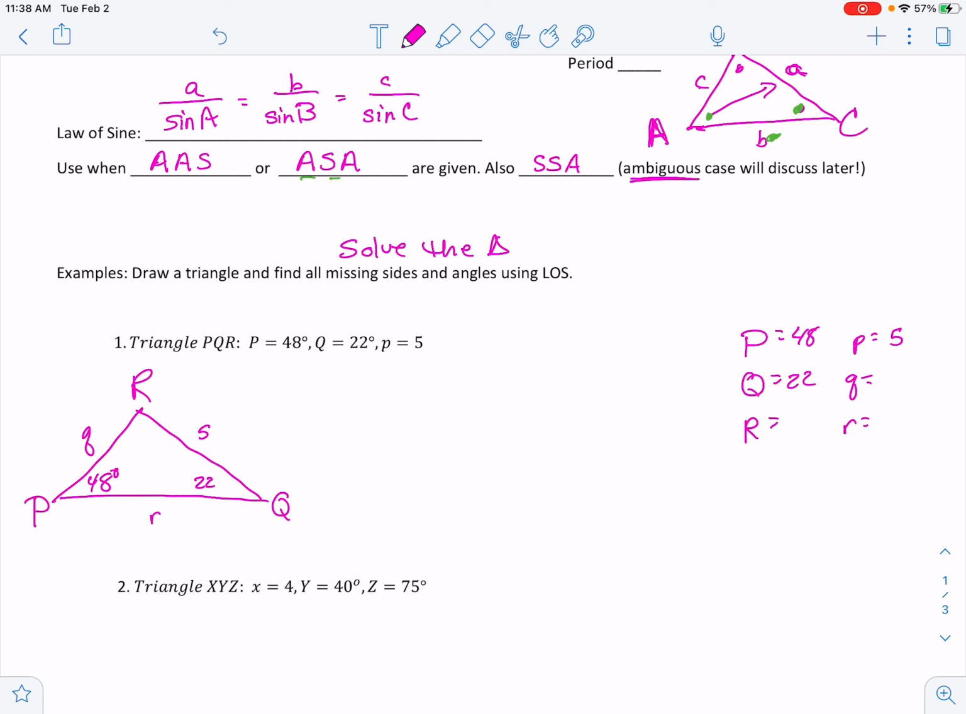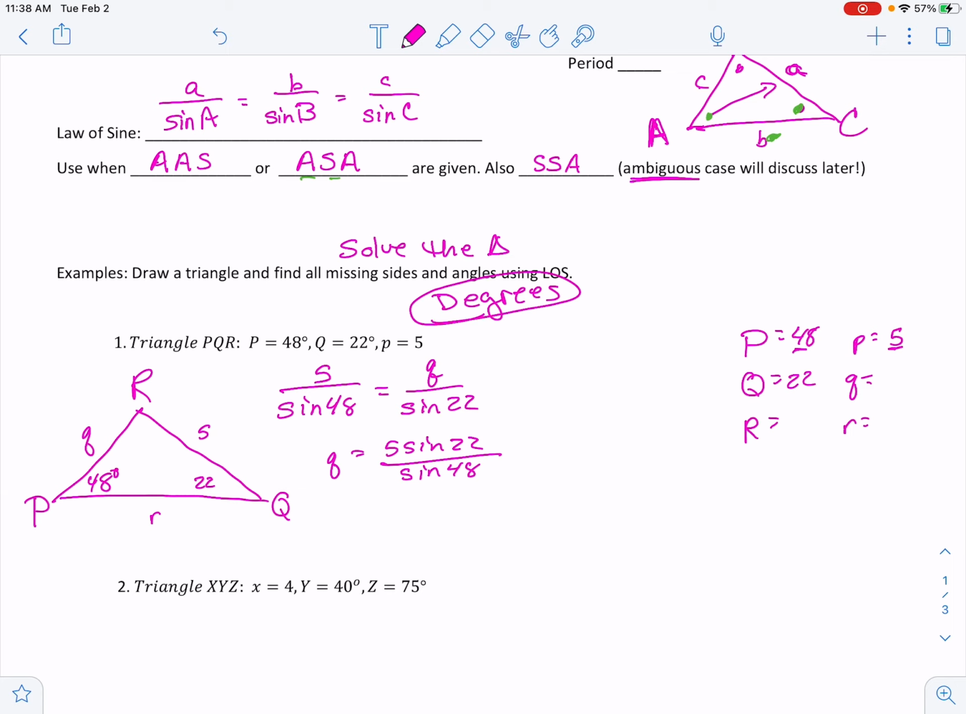So you want a side and an angle that are together. So you have 5 over the sine of 48. And then pick one. Well, we know q, right? So we need to find little q over the sine of 22. When you cross multiply, you end up with q is equal to 5 times the sine of 22 over the sine of 48. The good news is you get to put it in your calculator. Make sure your calculator's on degrees, because these are all degrees that they gave you. And you punch the buttons and put it in your calculator. And I ended up with 2.52.